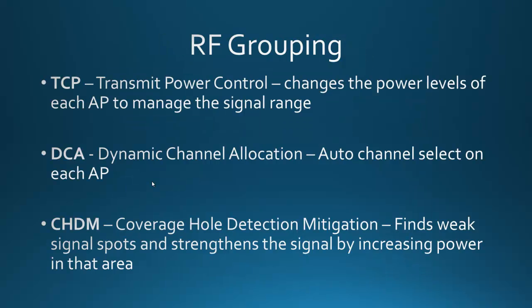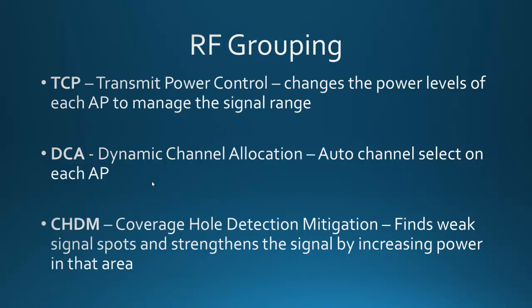So TCP is transmit, actually it should be TPC. Apparently I do too much TCP/IP. But anyway, it should be TPC, which is transmit power control, and it just changes the power levels of the access point to manage the signal range. We don't want signal outside. So we're also talking about having a heat map and having everything tied in together so that this stuff all works together and it knows how far the signal is going and knows when to adjust the power.